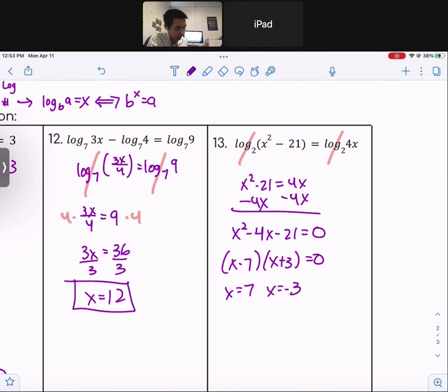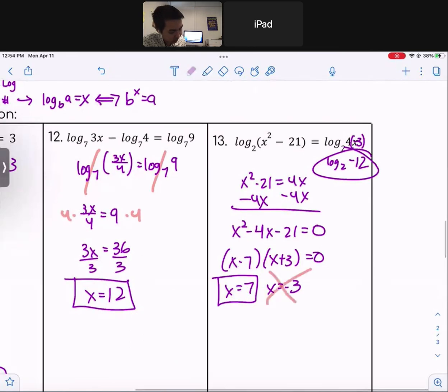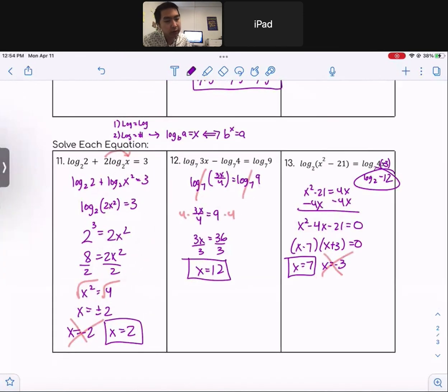And when you plug these into the original, 7 will work, because if you plug in 7 to here and there, it's positive. But when you plug in negative 3 into either of these, for example into that x, you get log base 2 of negative 12, and this is not allowed because it's the log of a negative number. So that's gone, so your only answer is x equals 7.